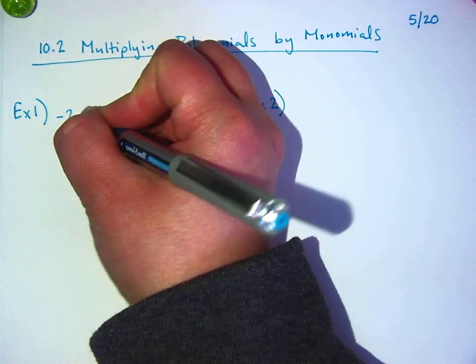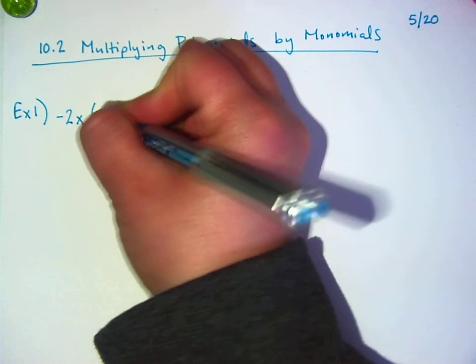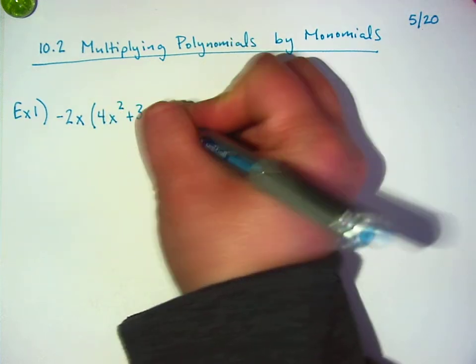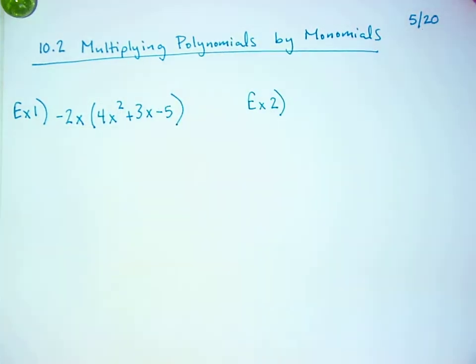Everybody write it down. Negative 2x, parentheses, 4x squared plus 3x minus 5, parentheses.